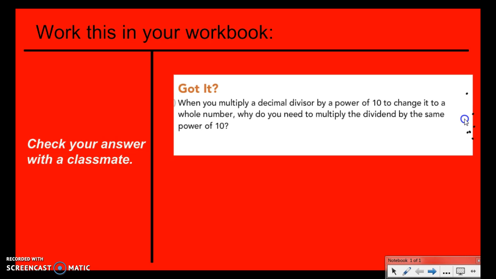Okay, so before we move on, I want you to copy this question down in your notebook. When you multiply a decimal divisor by a power of 10 to change it to a whole number, why do you need to multiply the dividend by the same power of 10? Do not write one-word answers. Please use a full sentence.